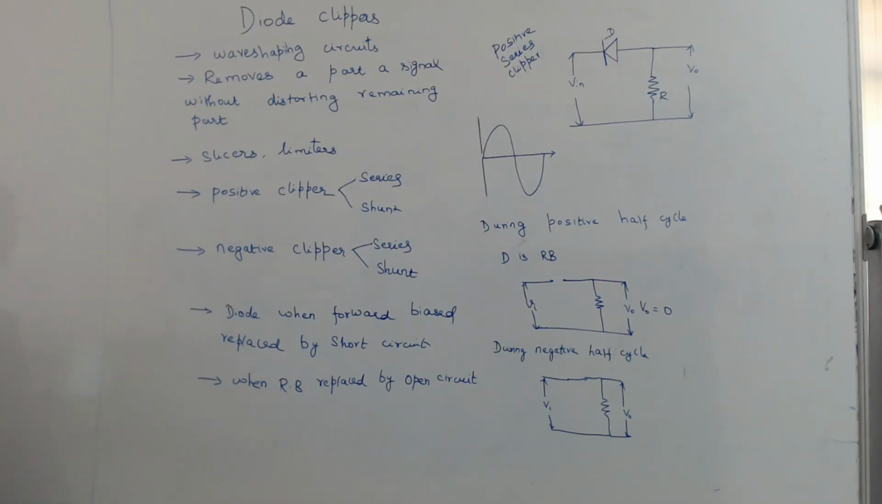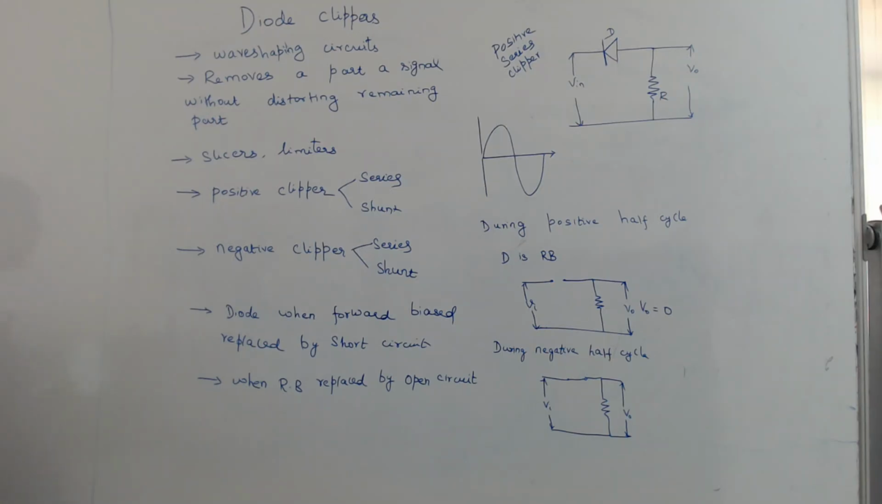Based upon the output we get, the clipper circuit can be classified as positive clipper and negative clipper. And the positive clipper can be either a series connection or a shunt connection. How we connect the diode in the circuit will classify the positive clipper as series positive clipper and shunt positive clipper. So before going to the circuit, we will understand how a diode works.